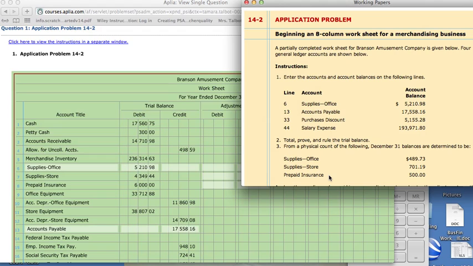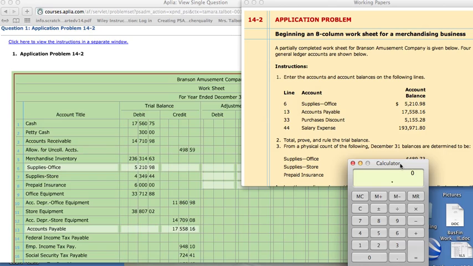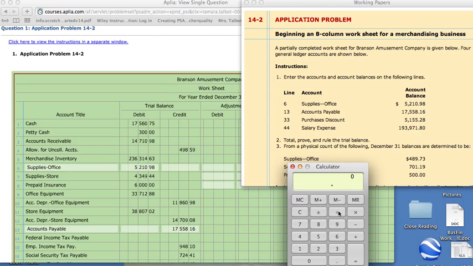So at the end of the year, we count up how much we actually have, and then we make the adjusting entry. It says here that our store supplies is $489.73, and this is what we have right now, so we're going to have to subtract to find out what our adjusting entry is. So we'll take 5210.98 and subtract the 489.73.